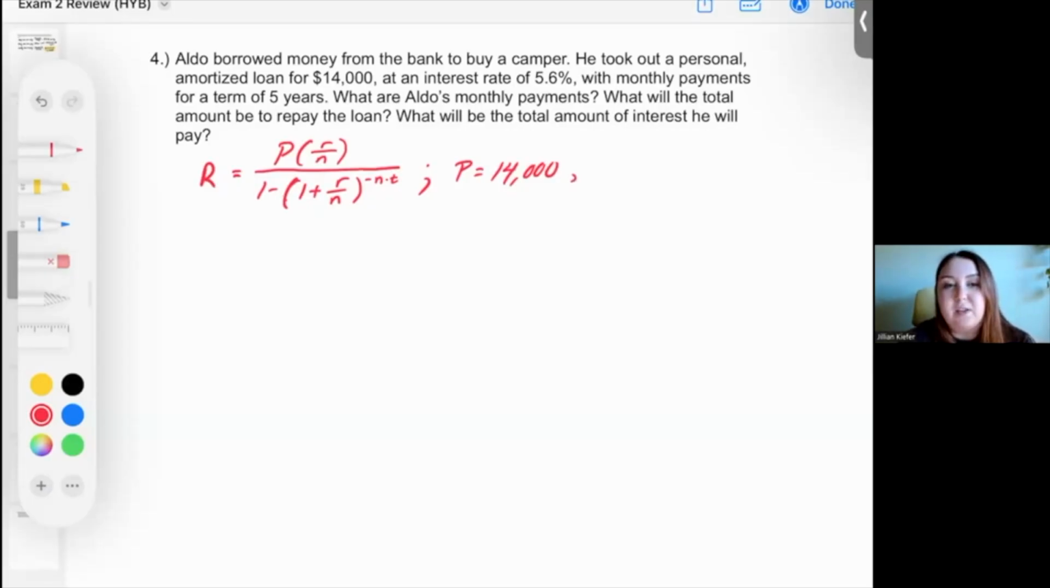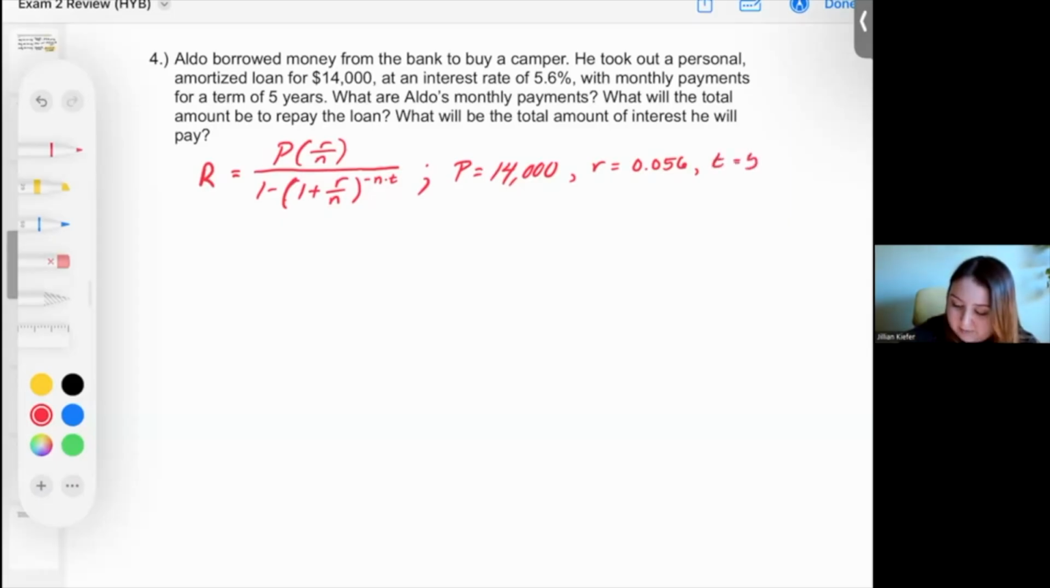Then we have the rate of 5.6%. So R would be equal to 0.056. Remember, always have to use decimal. And 5 years, so T will be 5. And the last value, N, is 12. Since we have monthly payments, the N is 12.